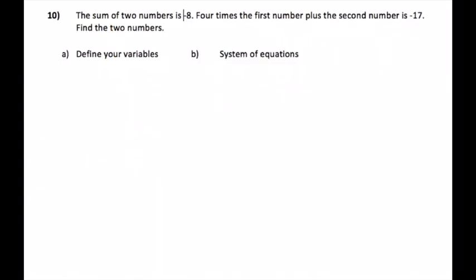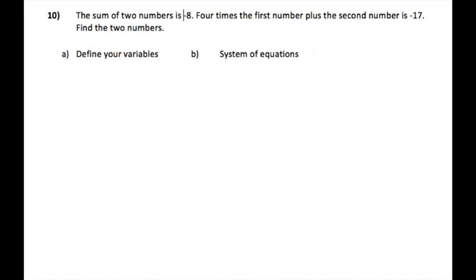Okay, here's number 10. The sum of two numbers is negative 8. Ignore that line right there in front of the negative. The cursor was there when I took the screenshot. I forgot to move it. But that's just the cursor symbol from my laptop screen. And then 4 times the first number plus the second number is negative 17. So find the two numbers.